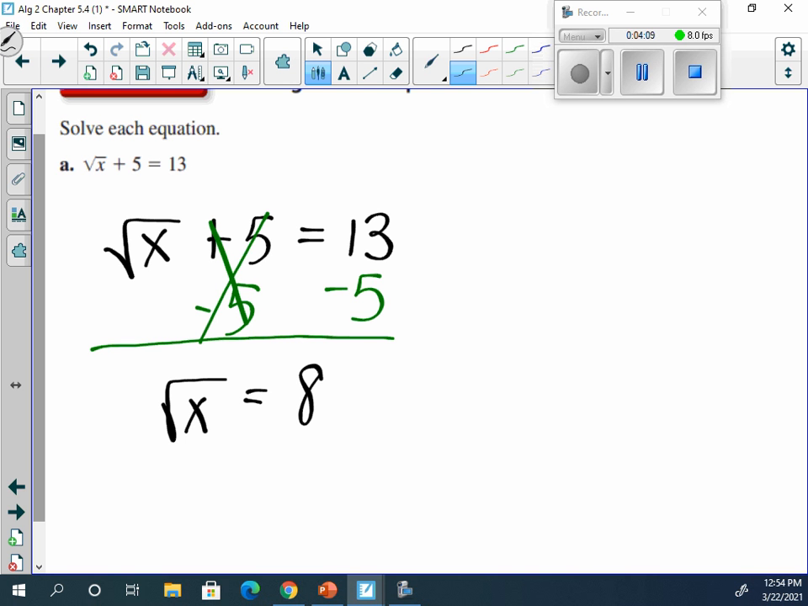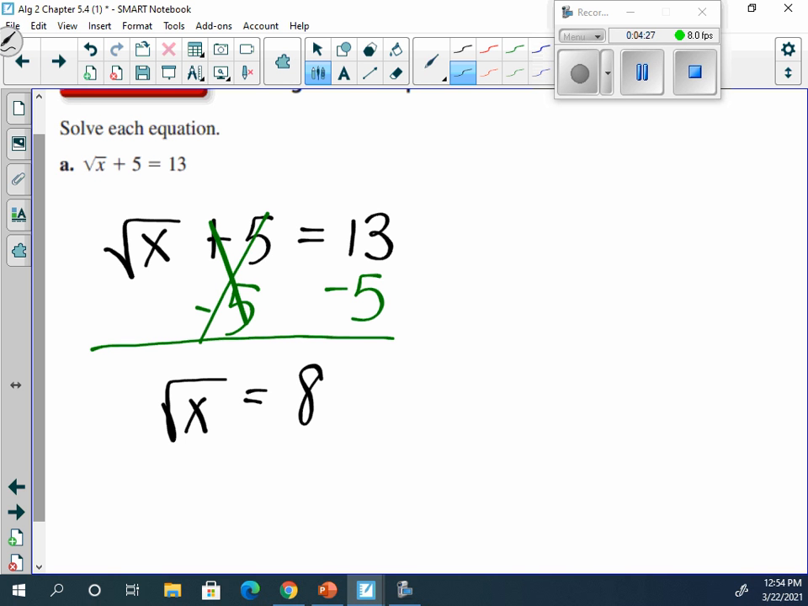Because the first thing we want to do is get the radical by itself. Here the radical would be the square root of x. And when we subtracted 5 from both sides, we do have the square root of x by itself, yes? There's nothing else being added to it or multiplied. So we got the radical by itself. That finishes step 1.